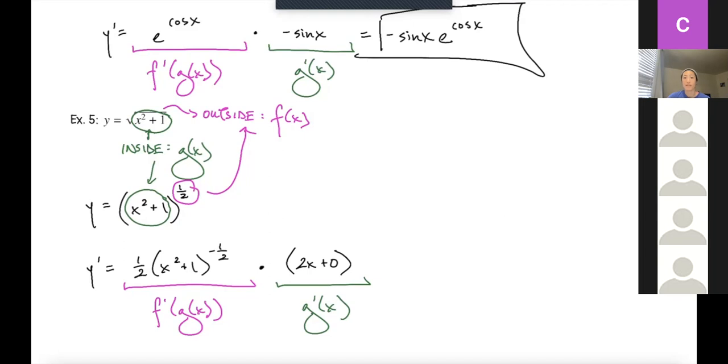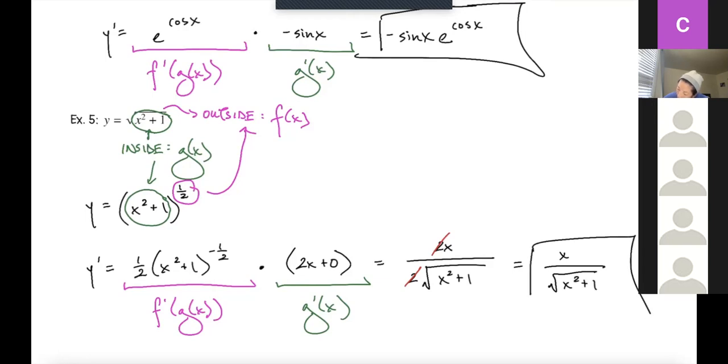You don't have to write the 0. It's just there for some of us who maybe want a little reminder. What happened to the 1? Derivative of 1 was 0. And if we clean this up a little bit, we'll get 2x over 2 square root of x squared plus 1. And those 2's in the front can reduce. And so we'll get x over the square root of x squared plus 1.